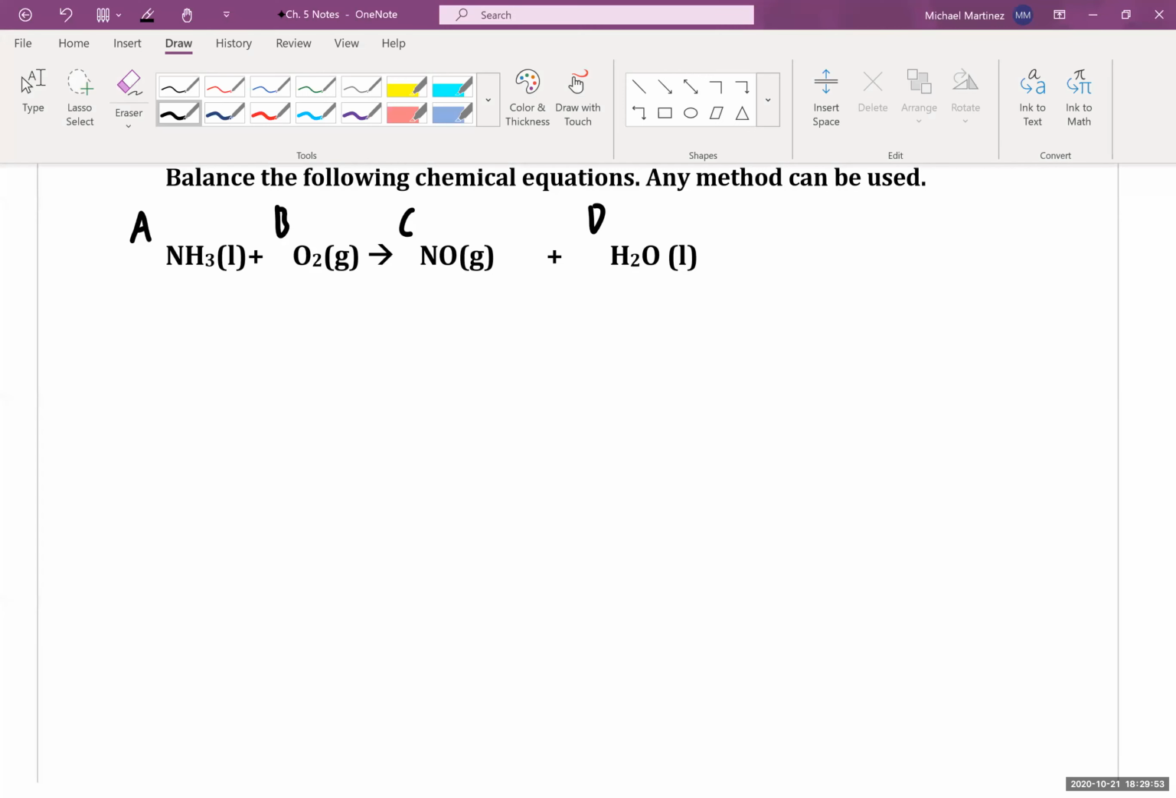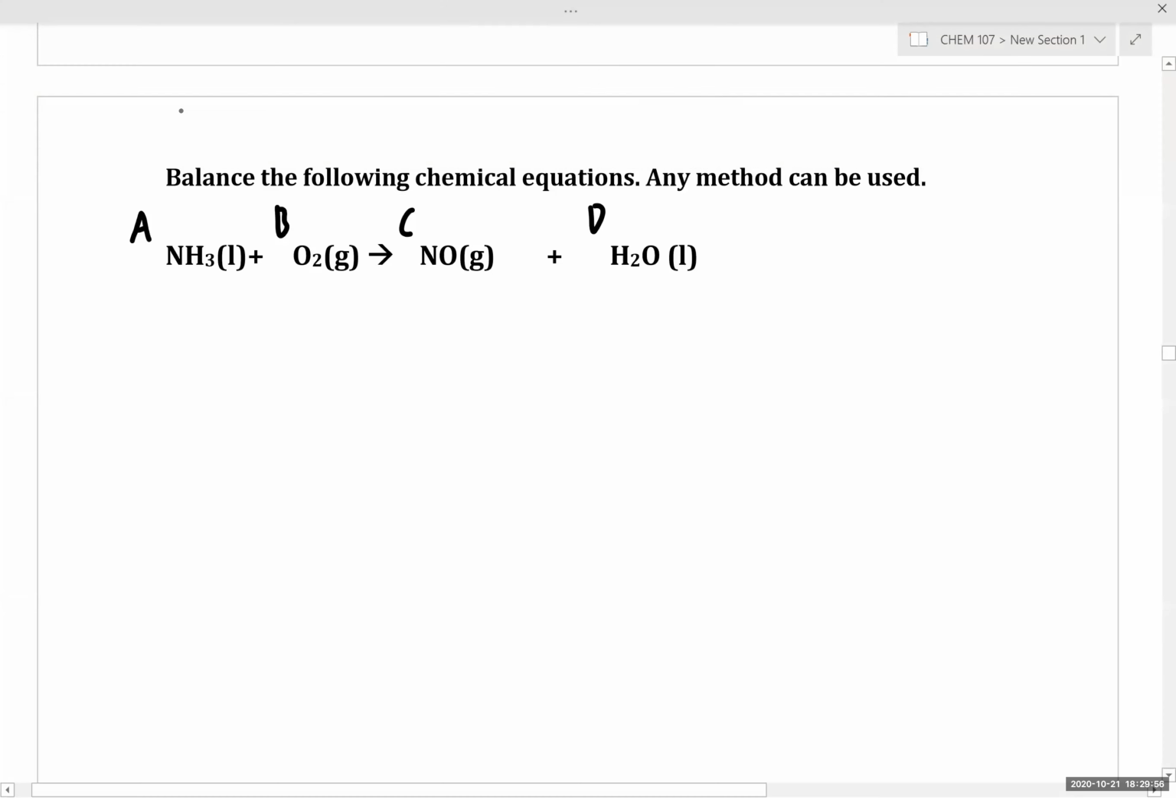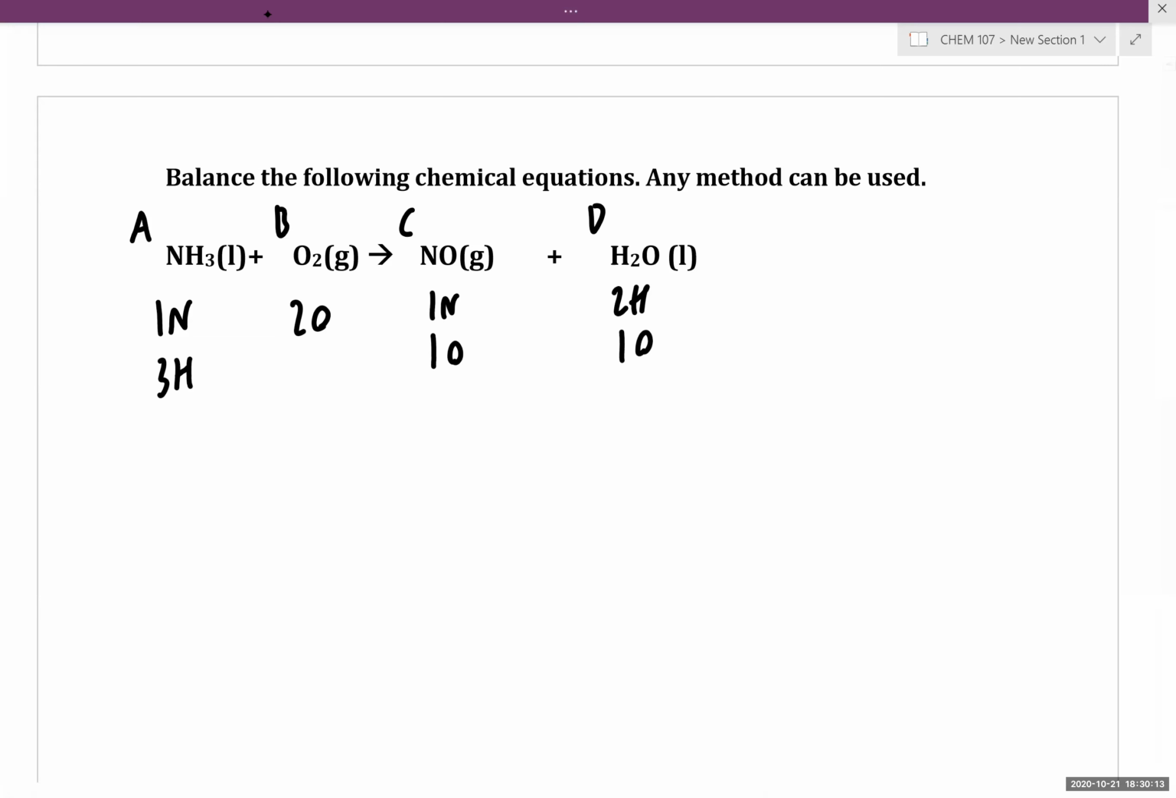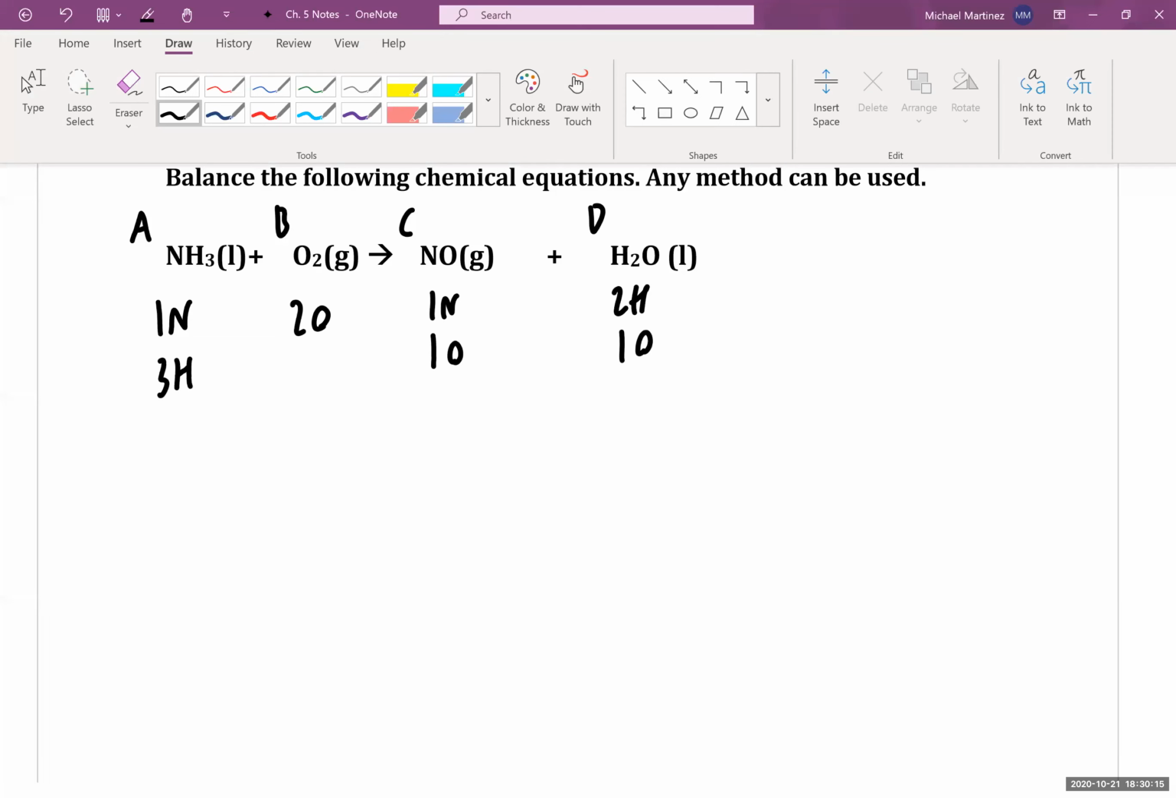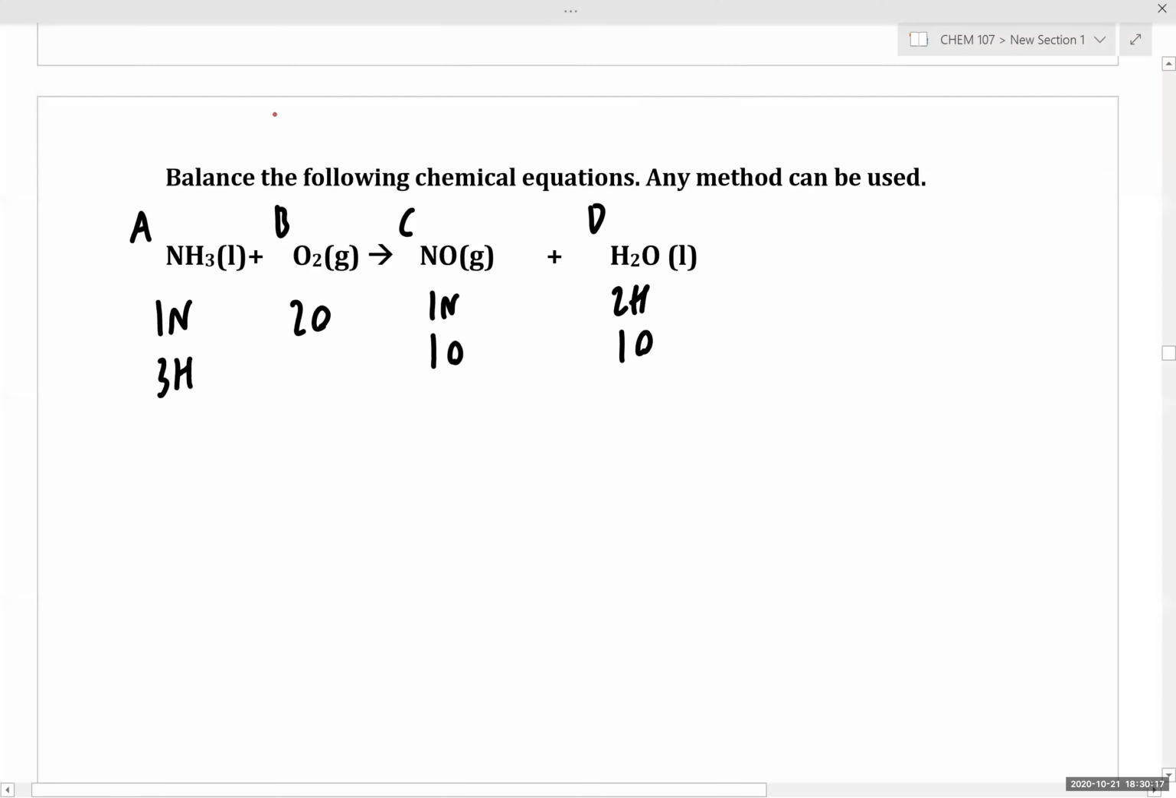Okay, so let's talk about this example. So in terms of our counts, we have 1 nitrogen and 3 hydrogen on the left, and we have 2 oxygens on the left as well. On the right, we have 1 nitrogen and 1 oxygen from nitrogen monoxide, and we have 2 hydrogens and 1 oxygen on the right from water. So then let's start by balancing nitrogen. Nitrogen's balanced, so that's all good.